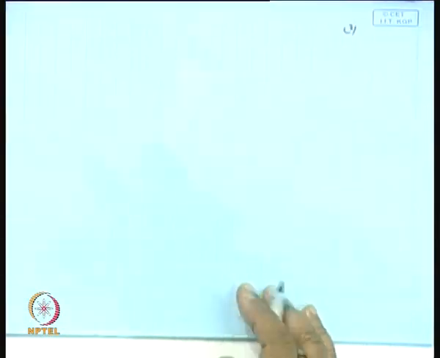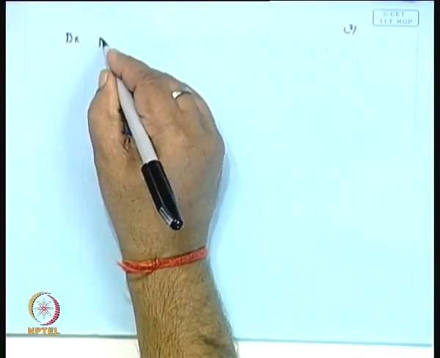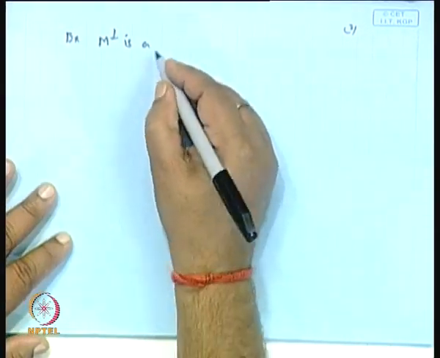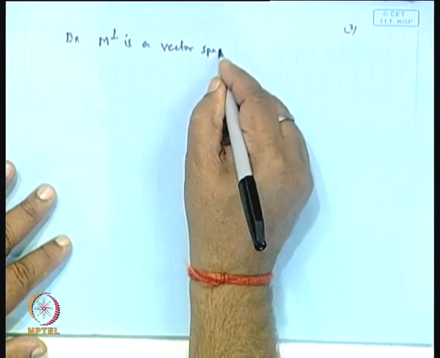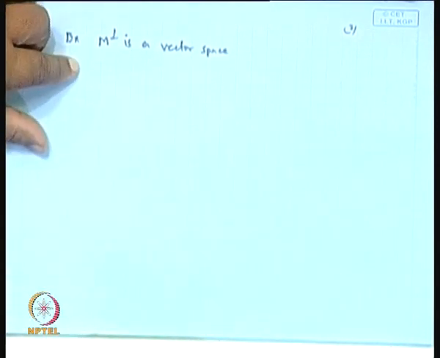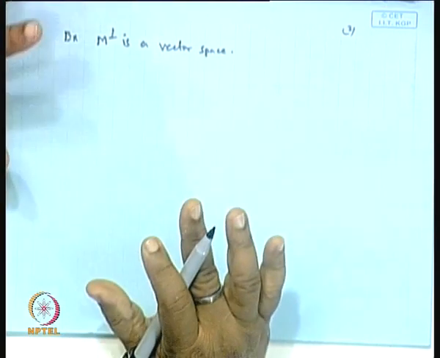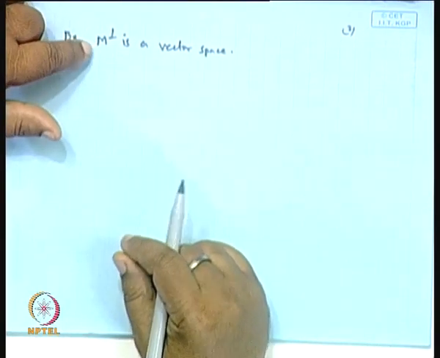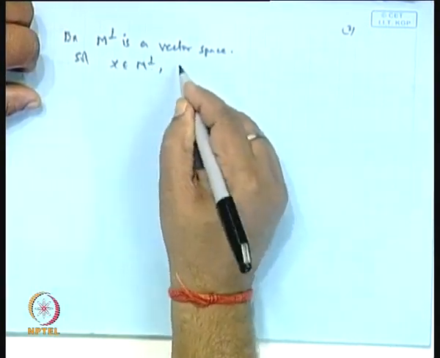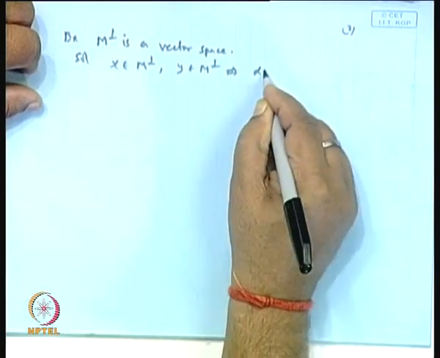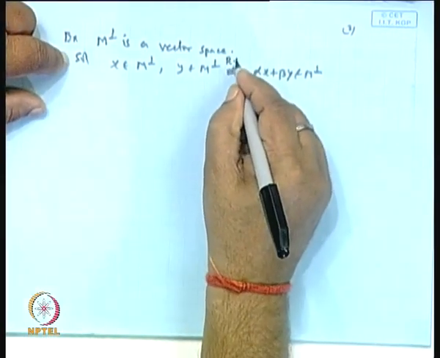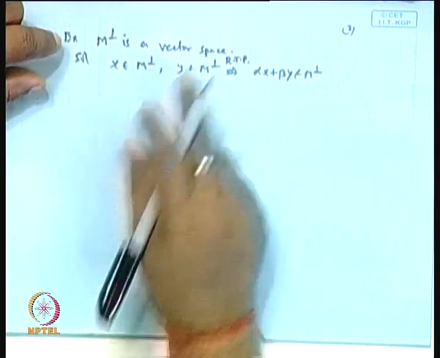Now, this annihilator, the claim is that M perpendicular is a vector subspace, is a vector space. Why it was not discussed? First thing is we wanted to show this is a vector space. So, if x belongs to M perpendicular, y belongs to M perpendicular, it implies that alpha x plus beta y belongs to M perpendicular. So, we are required to prove this part to show it is a vector space.